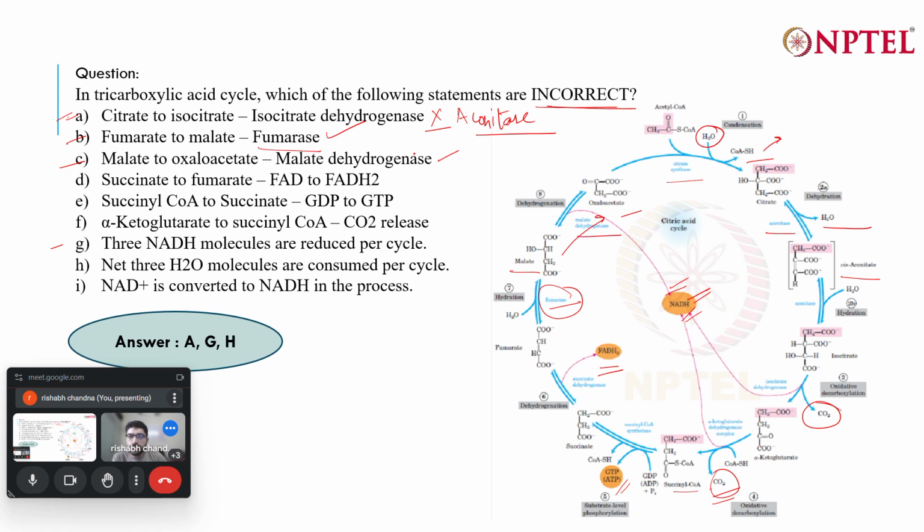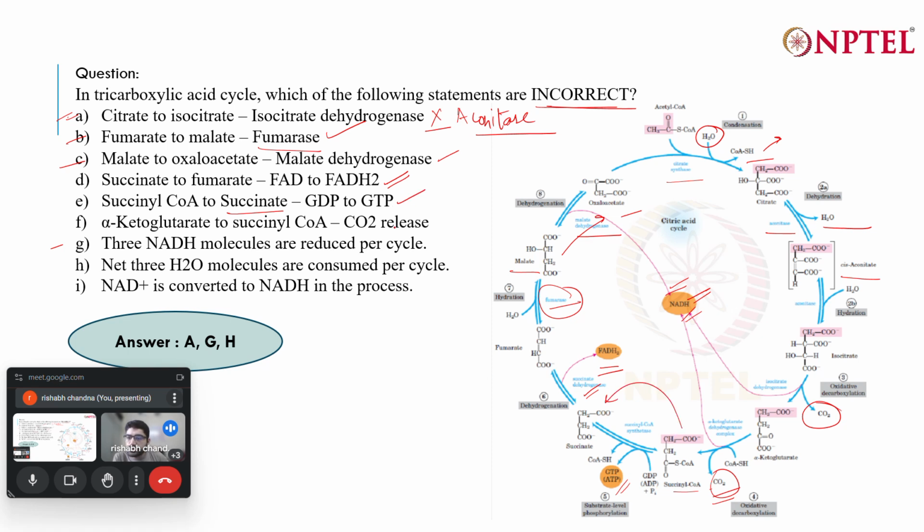Then from succinate to fumarate, FAD is converted to FADH2. Yes, this is also correct, by the enzyme succinate dehydrogenase. Okay. Then succinyl coenzyme A to succinate, GDP is converted to GTP. So yes, this is correct.